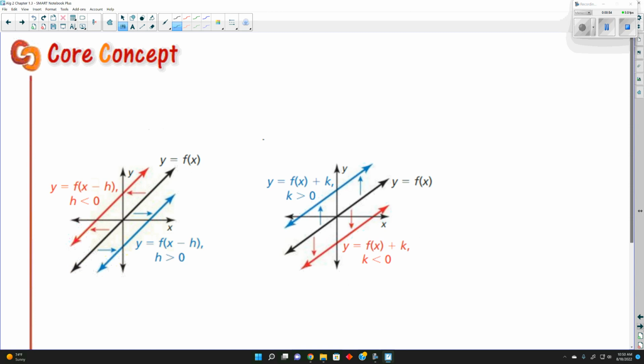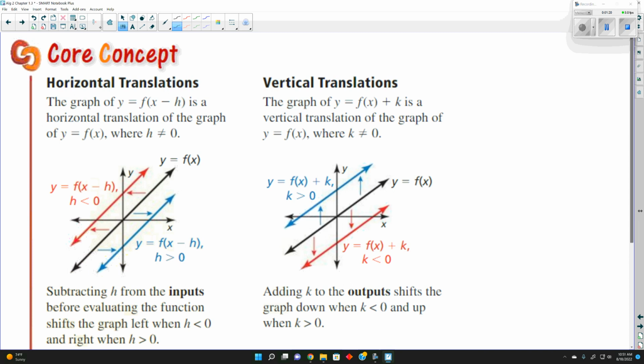What we're looking at today is applying transformations to the functions themselves. The first transformations that we're looking at are vertical and horizontal translations.